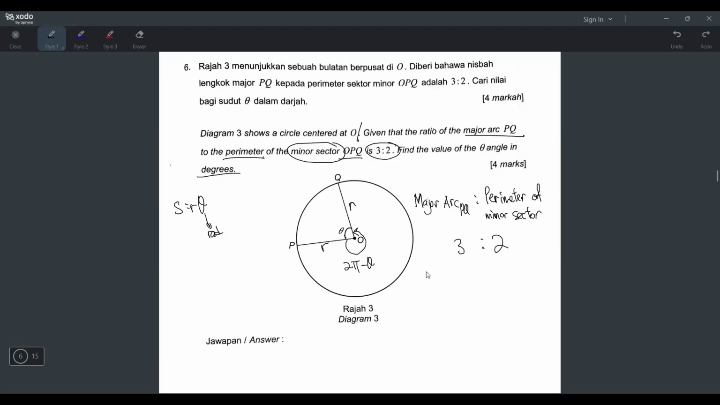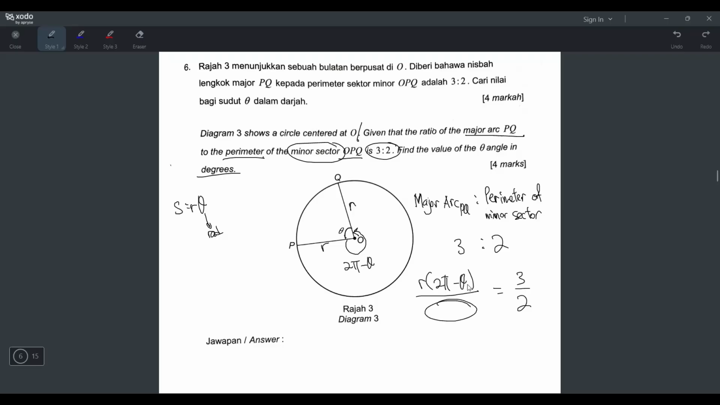It will be r theta. The r is radius r, and then the theta will not be theta. It will be 2 pi minus theta. And when you expand this, you will get 2 pi r minus theta. But let's divide with what? Because a ratio is like a fraction, you can divide like that. And then later equals to 3/2 here.